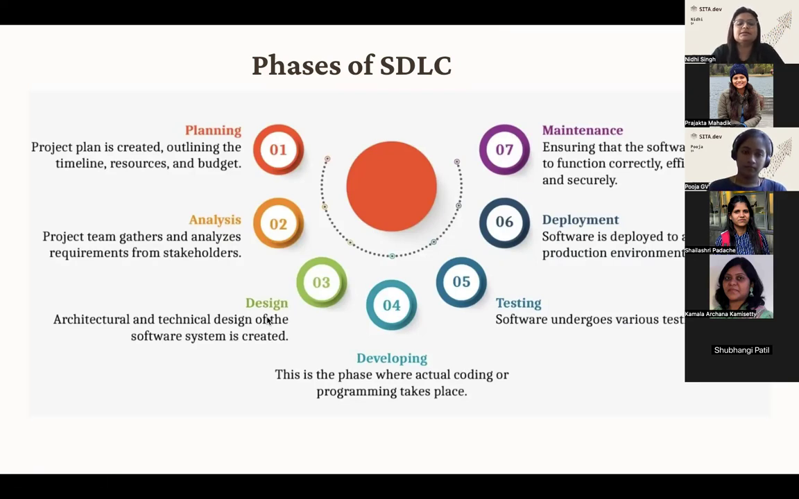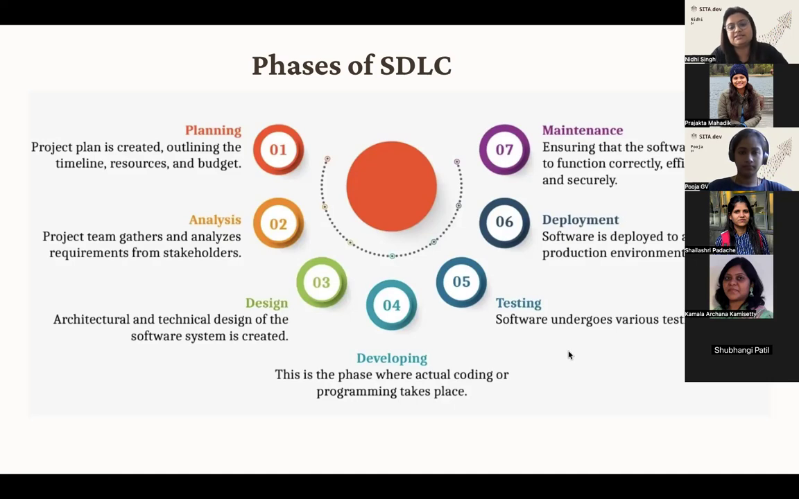The next phase is the development phase. It is also called the implementation phase or the coding phase. This is the phase where the actual coding and programming takes place. Developers start writing the code. This is often the most time-consuming part of the process. Basically, the software is built in this phase.